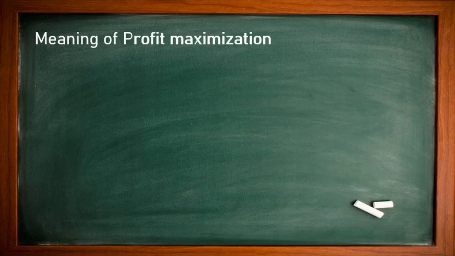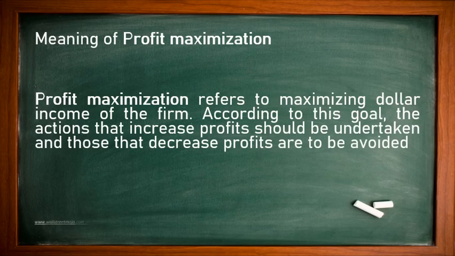Meaning of profit maximization. Profit maximization refers to maximizing dollar income, or we can say money income, of the firm. According to this goal, the actions that increase profit should be undertaken and those that decrease profit are to be avoided. So whatever events or things we are discussing in the organization, if we think they will increase the profit, we should do them. And if we think any activity in the organization would reduce our profit, we should avoid it.